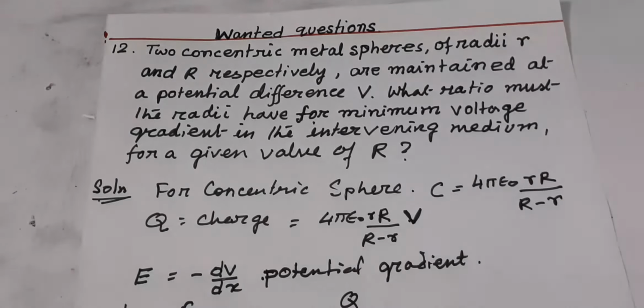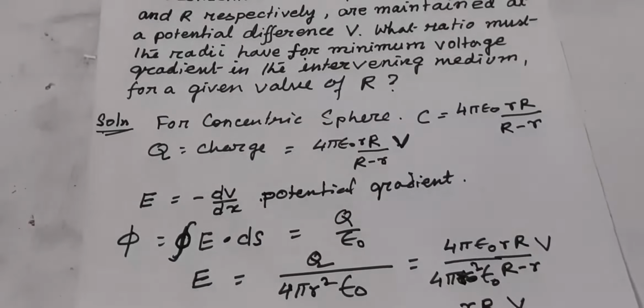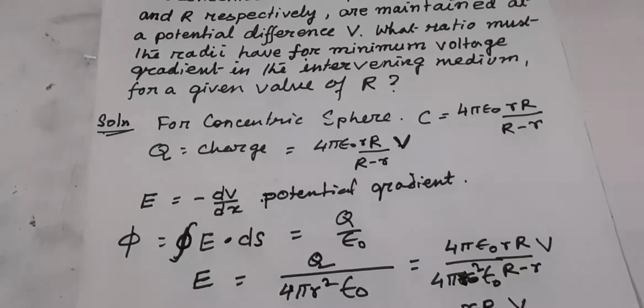We know the capacitance for two concentric spherical shells is 4 pi epsilon naught smaller bigger divided by bigger minus smaller. Now, as told in the question, we know that E equal to minus dV by dx, that is called the potential gradient. Here in this problem, E will be maximum at a certain point where if we differentiate we will get 0. To get the minimum potential gradient, we have to differentiate. Anyway, first we have to find E.